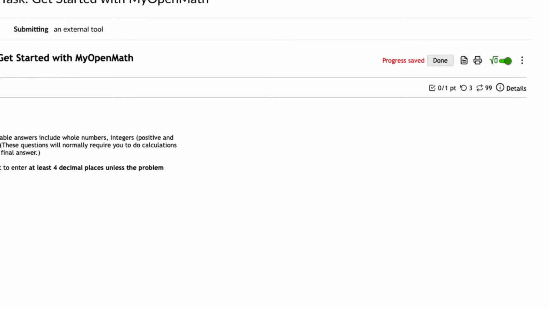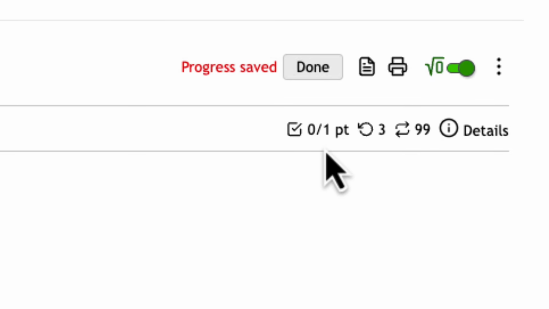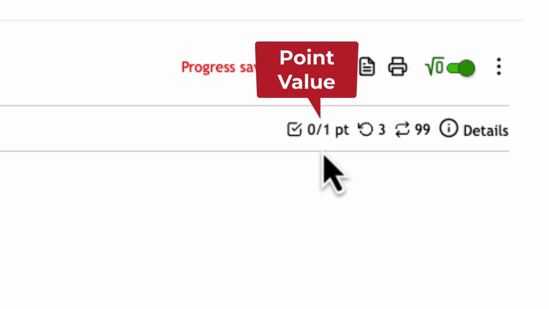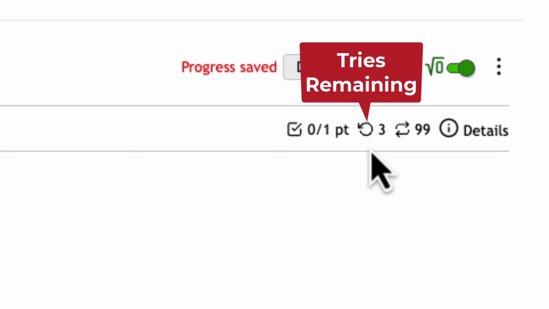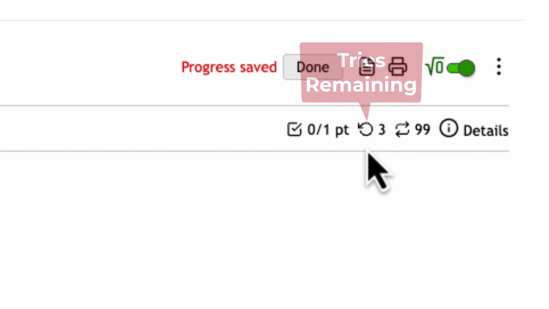Before I do that, let's go over to the upper right-hand side again and look at the question details. I can see that this question is worth 1 point, and currently I have 0 out of 1 point because I have not completed it. I have 3 tries on this problem. Most questions allow you to attempt the problem more than 1 time. That information will always be included in the instructions for the assignment.